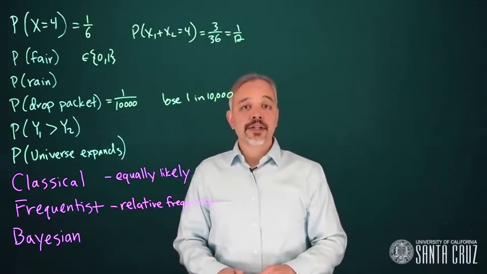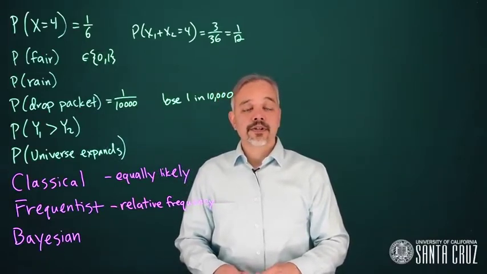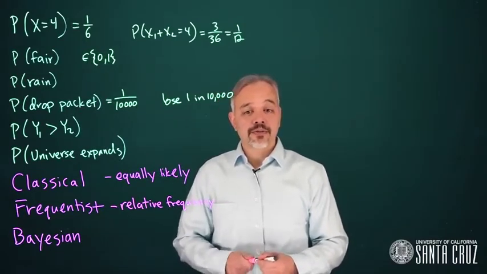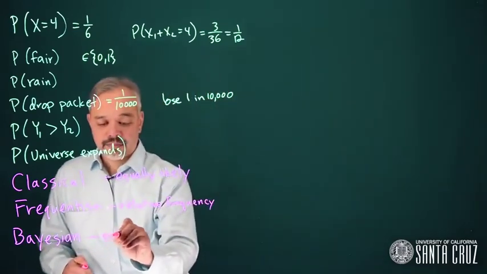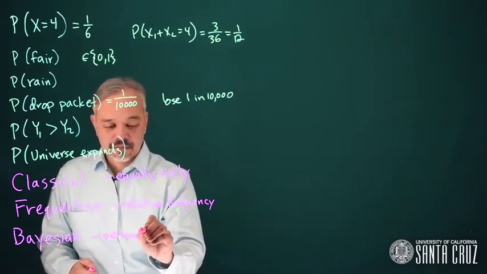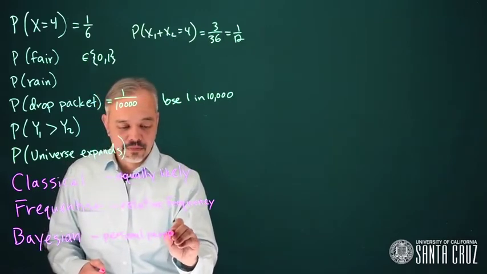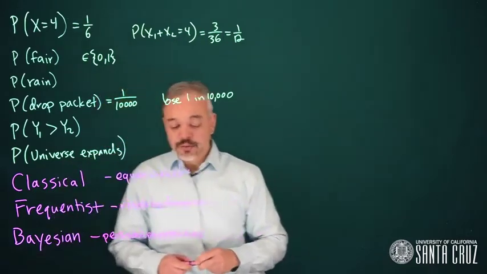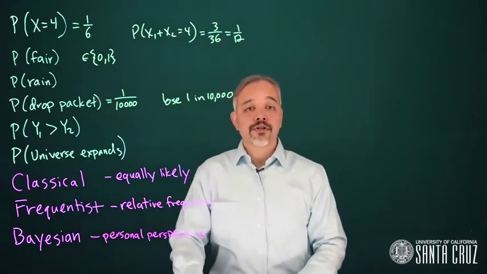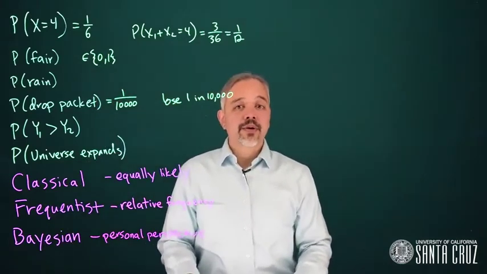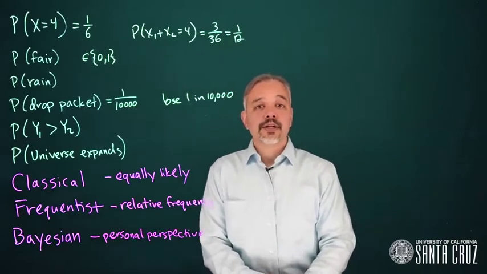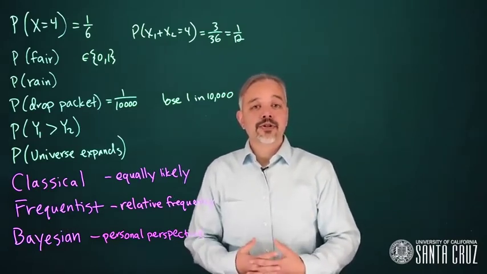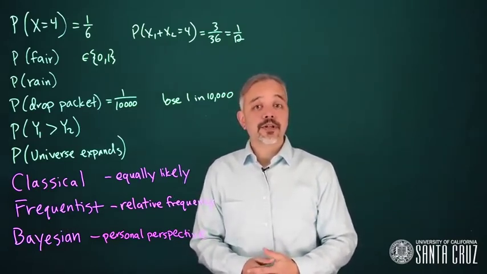Another way to define probabilities is under the Bayesian perspective. The Bayesian perspective is one of personal perspective. Your probability represents your own perspective. It's your measure of uncertainty, and it takes into account what you know about a particular problem. But in this case, it's your personal one, and so what you see may be different than what somebody else believes.